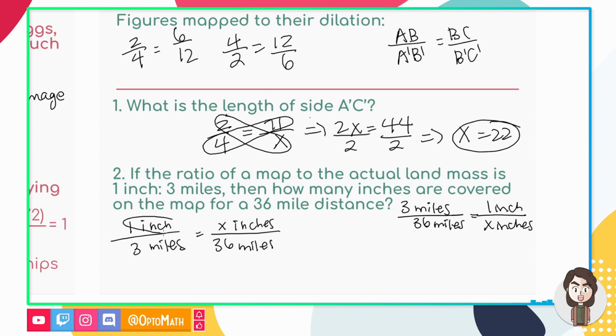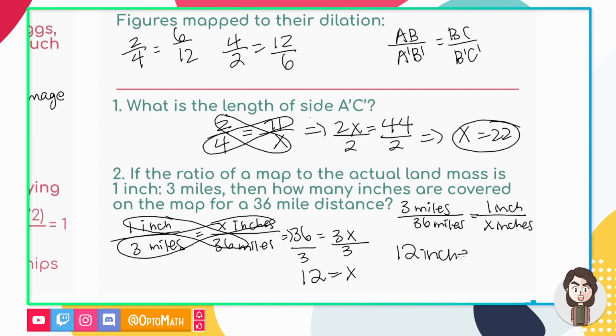I tend to set it up this way, but everybody's different. That's why I showed you both of them. So we'll cross multiply. So 36 times 1 is 36. And we've got 3 times x. So 3x. And we divide both sides by 3. And we get 12 is equal to x. So what does that mean? That means that for 36 miles of distance, we'd have 12 inches on the map.